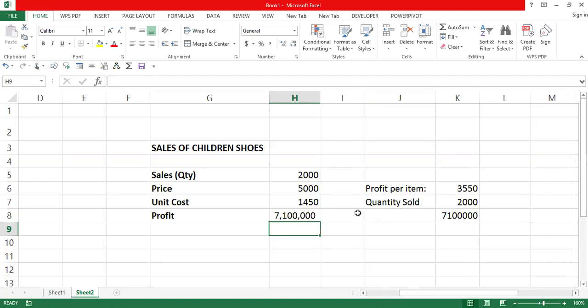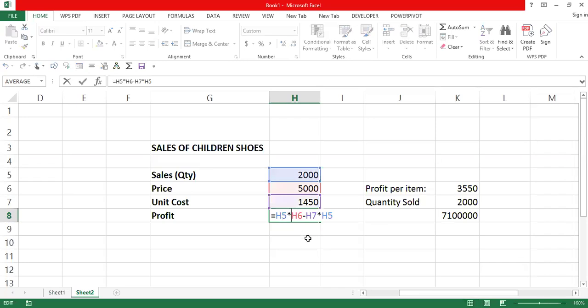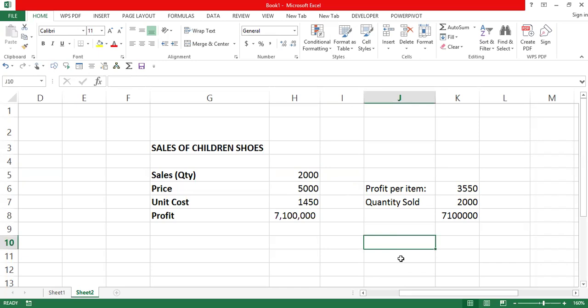Another way of doing that is to use the method used here. Another way of doing that is to say quantity sold times price minus unit cost times quantity sold. Hope you know they give the same thing. Yes, but that one is more complex.